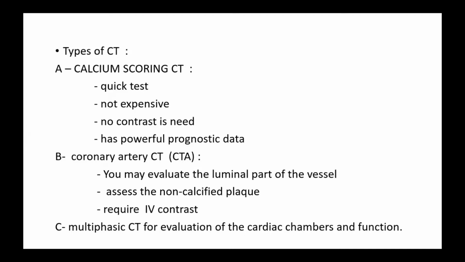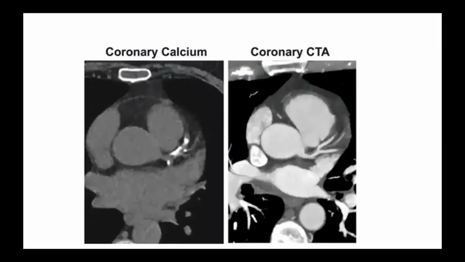And in the coronary artery CT or angio, you may evaluate the luminal part of the vessels. And of course, you will assess the presence of plaque, either calcified or non-calcified, and you will require an IV contrast here. The third part is what we call the multiphasic CT, where you evaluate the chambers and the functions. We don't need it now. These are the two main important ones: the calcium scoring CT and the coronary angio.